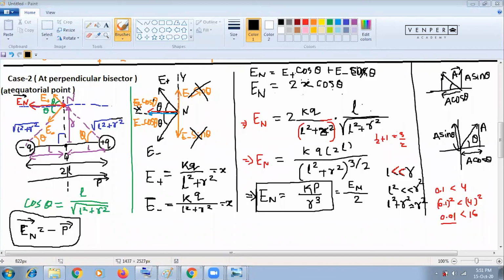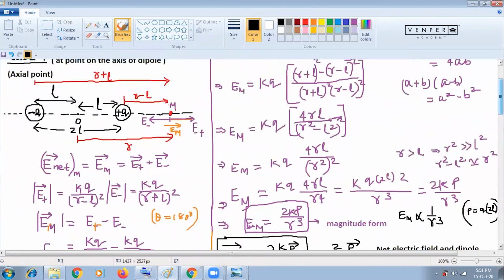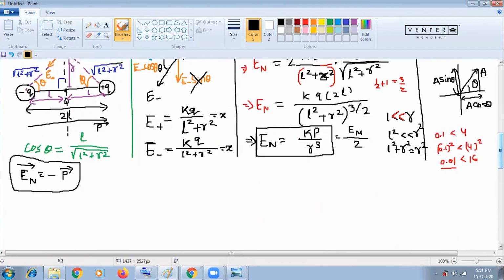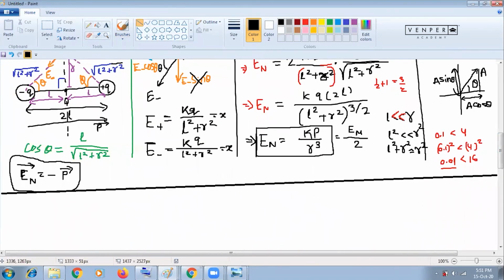Okay. Completed. Now we'll go to just a 5-minute discussion about the equilibrium problems. And today our heading was this much only: calculation of electric field due to dipole. We calculated electric field due to dipole. And we'll see some questions on the equilibrium condition. And here you can remember also, electric field is directly proportional to 1 by R cube.